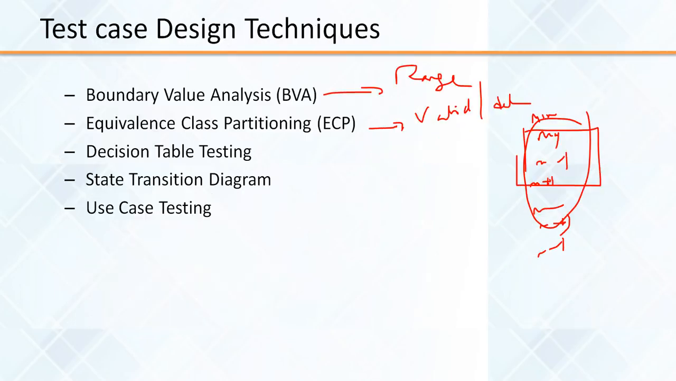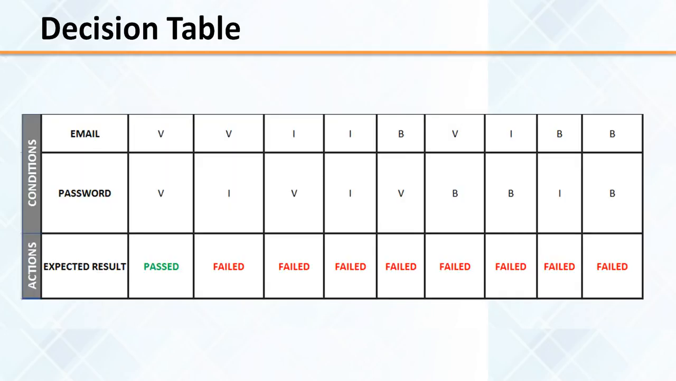And the decision table. So see this, for the same login screen, I have prepared a decision table. So this is also a kind of technique. In a decision table, there are two things. One is actions and the other one is conditions. So these two are the important terms. A decision table contains two columns, actions and conditions. So first, in which condition? In this condition, what is the action?